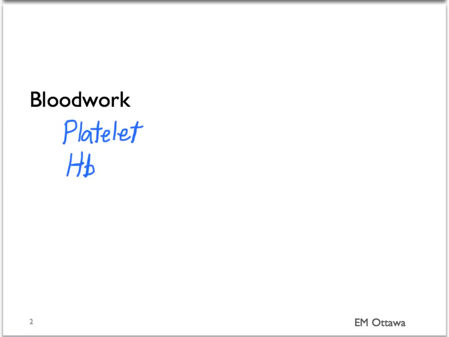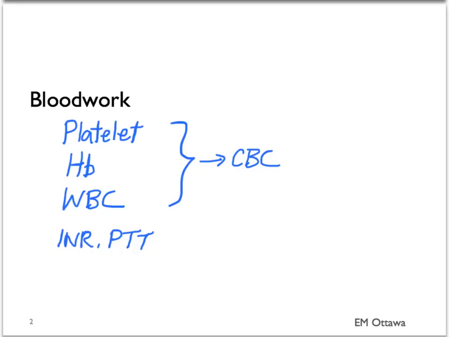In patients with inflammatory processes such as colitis, the white blood cell count would be high. Therefore, a CBC should be ordered. In patients who are on anticoagulants, or if they have cirrhosis, their coagulation profile will be increased, so an INR and PTT should be ordered.